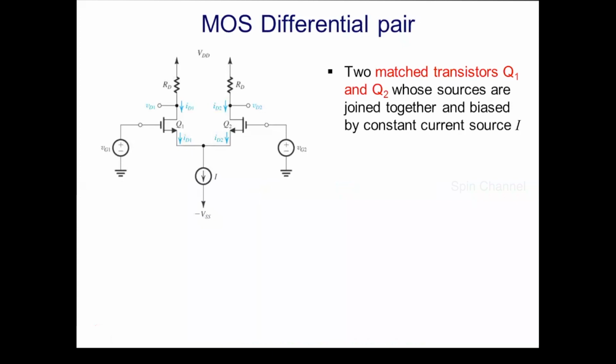The drain is connected to a positive supply VDD through a resistor RD. So the resistor RD acts as a load for the amplifier. The circuit has two inputs, one is VG1 and the other one is VG2, at both the gates of the MOSFETs, and two outputs, one is VD1 and the output at the second MOSFET is VD2.